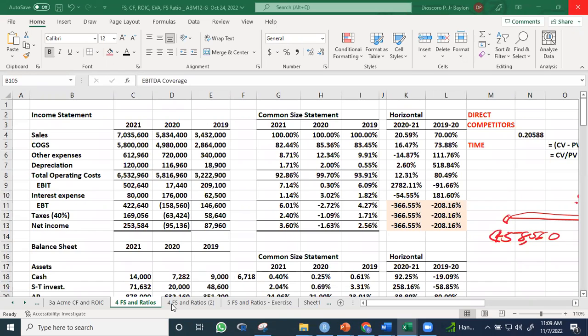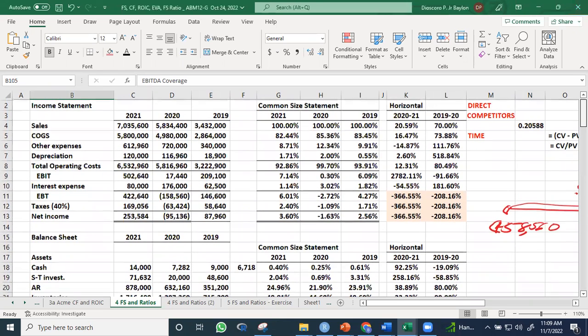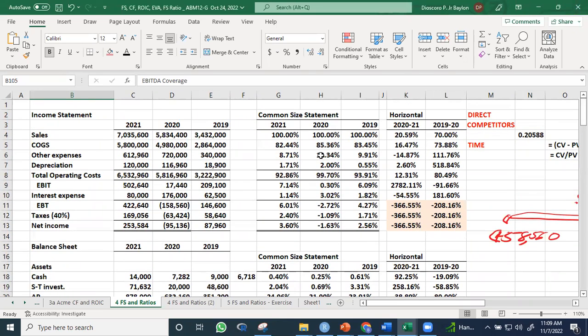So I requested you to open the file we were working on last time. And let's see, I think we were able to finish up to horizontal analysis. So just a quick review. We have the common size statement. We were working on that last time, or otherwise known as vertical analysis.